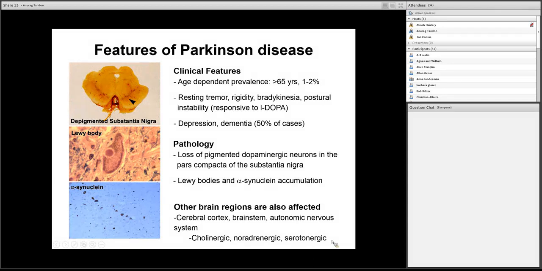So I would just like to stress that although the movement phenotype of Parkinson's disease can be corrected by dopamine therapy, a lot of the other aspects that are apparent in PD are not corrected well with dopaminergic therapies, and we need to look for additional approaches in how to correct those.